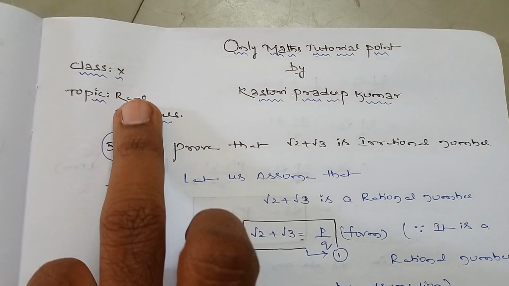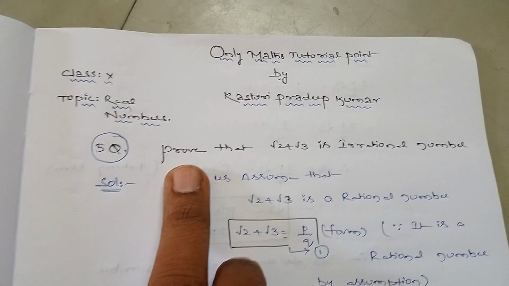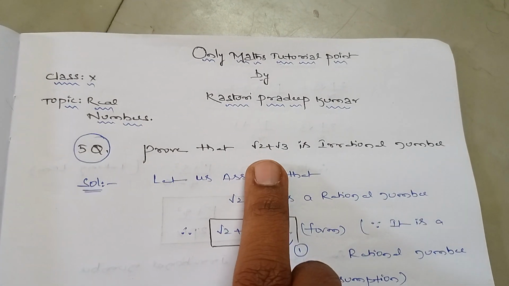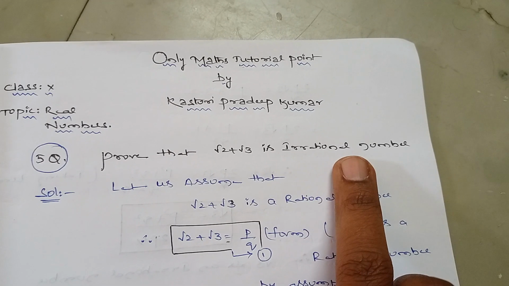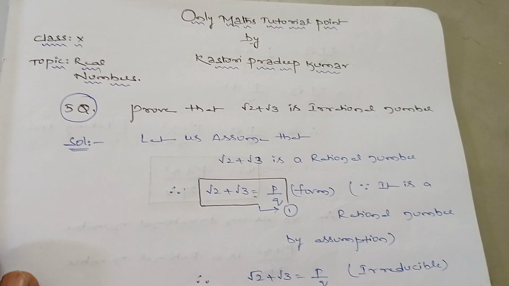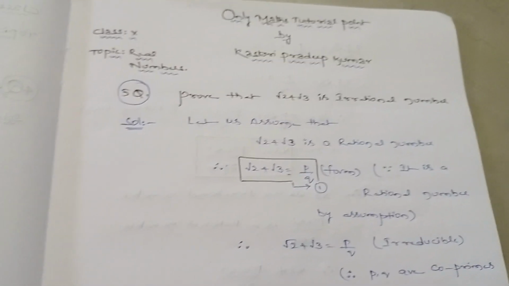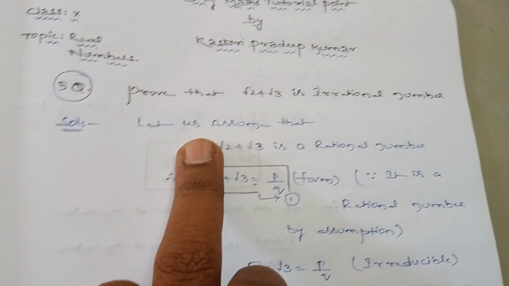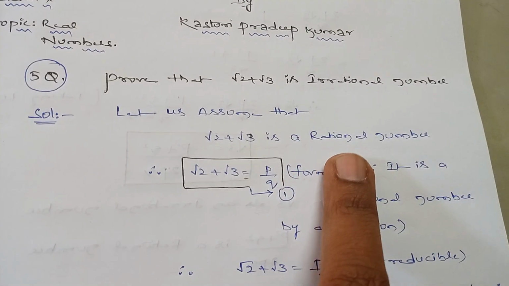Today we are going to continue with the topic real numbers of class 10th. Fifth question. Prove that root 2 plus root 3 is an irrational number. To prove this sum, we need to assume that the given irrational number is a rational number, and we need to proceed. Let us assume that root 2 plus root 3 is a rational number.